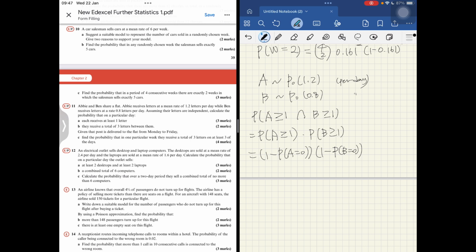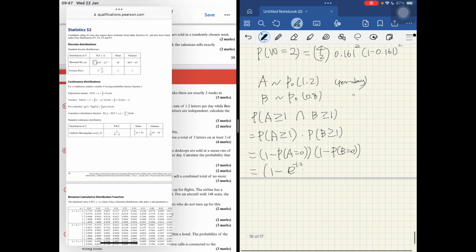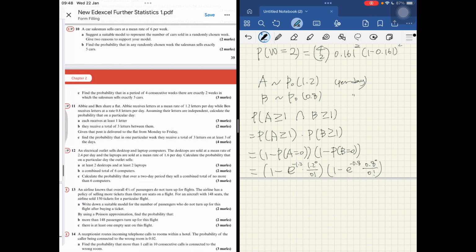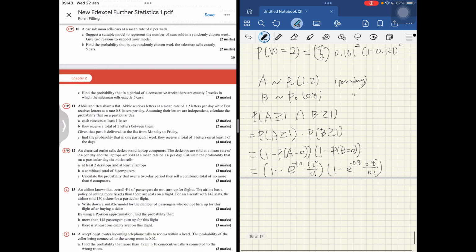So this is 1 minus the probability A equals 0, times 1 minus the probability B equals 0. So this is 1 minus e to the minus 1.2 times 1.2 to the power of 0 over 0 factorial, times 1 minus e to the power of negative 0.8 times 0.8 to the power of 0 over 0 factorial. You will find the number when you use the calculator.